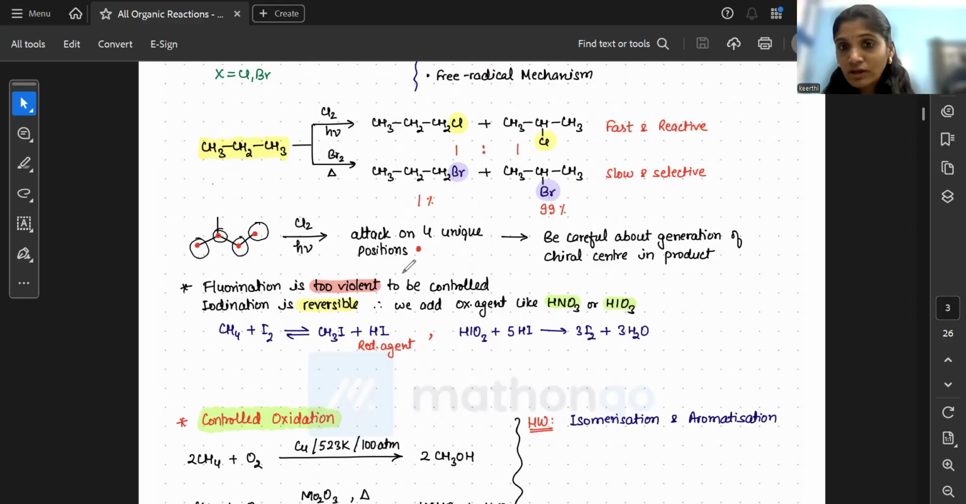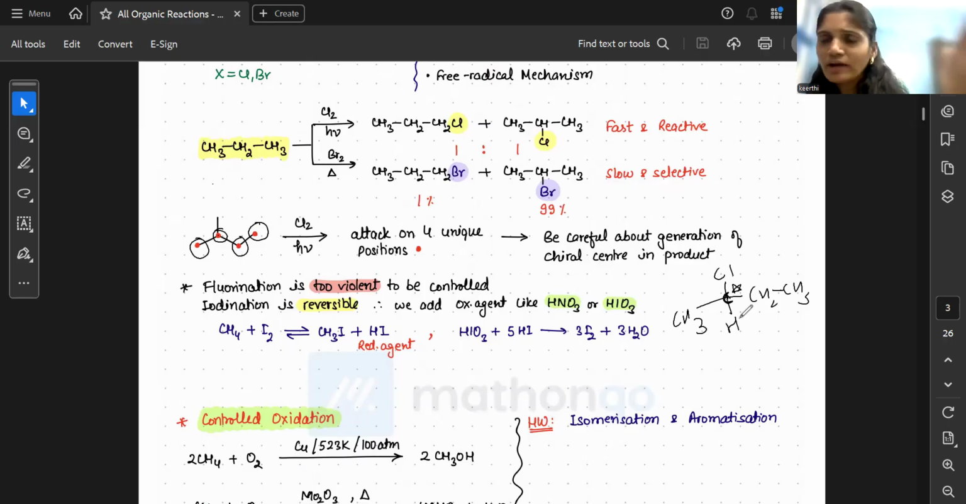But be careful. If you have any chiral carbon, then please think. For example, if you have a compound like this, now this is your chiral carbon. Now you will count the unique carbons that are there, and you will write the four different products.